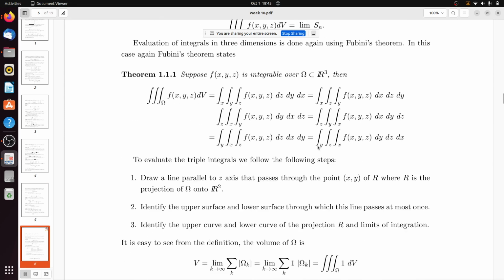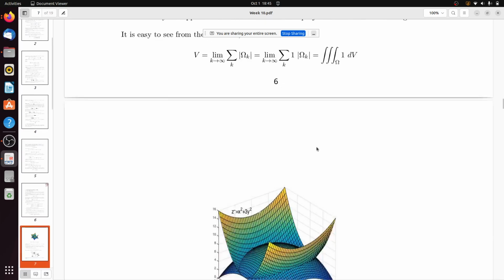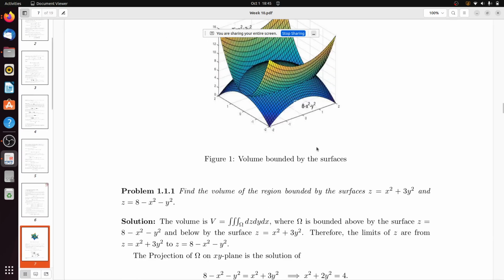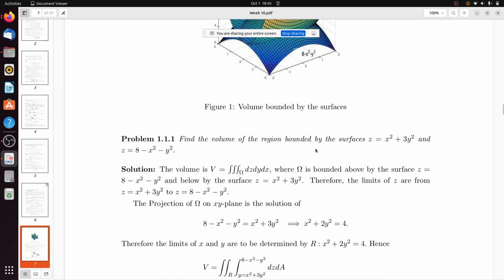Next is volume integrals. For volume integrals the idea is the same, but instead of 2 integrations, you have to evaluate 3 successive integrations. So one problem is that you have to find the volume of the region bounded by the surfaces z equal to x square plus 3y square and z equal to 8 minus x square minus y square.